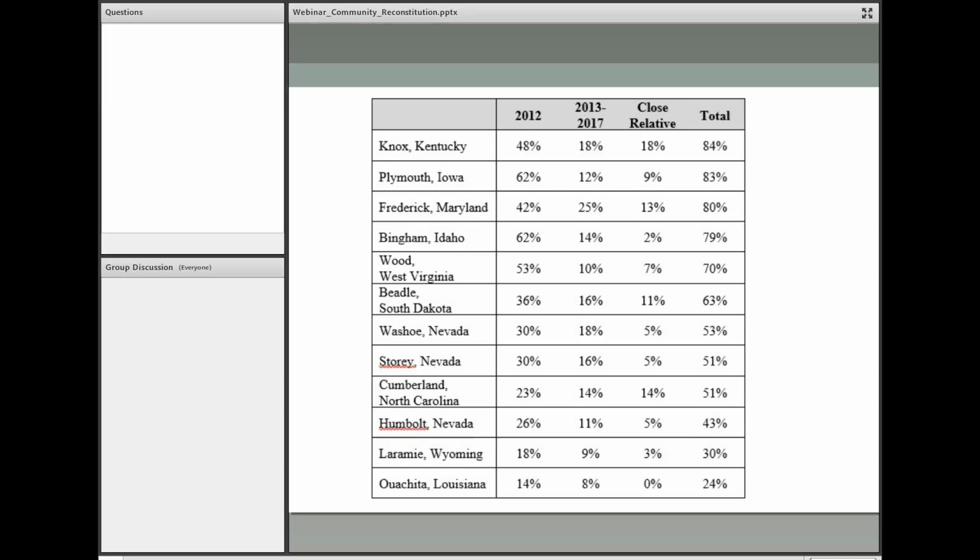And you can see that we also have really high rates for Plymouth, Iowa, and Frederick, Maryland. And then you start to move down towards the bottom and you see states like Nevada, Wyoming, Louisiana that have lower coverage rates. But what's amazing is even in the worst coverage rate states, the numbers I'm showing you are probably higher than many of you guessed to begin with.